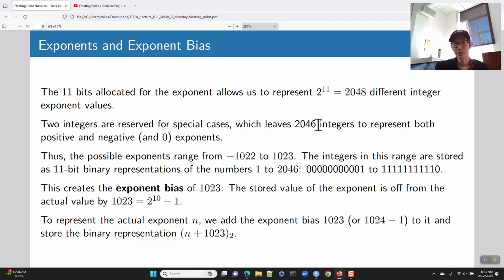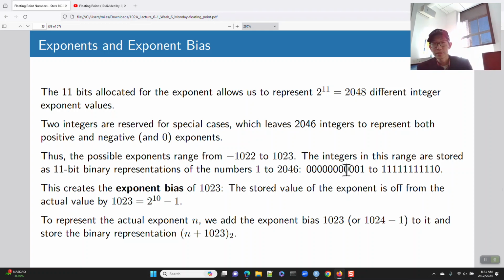Okay, and so all zeros and a 1 will correspond to negative 1022, and then all 1s and a 0 will correspond to 1023.